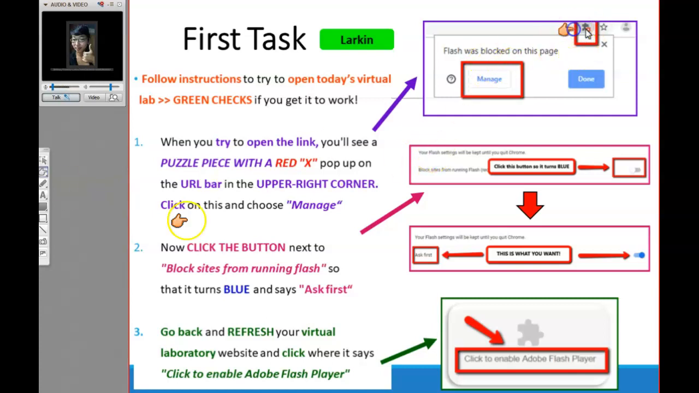All right. So click on that puzzle piece. Click Manage. Once you click Manage, that opens a new page, and you'll see a little button on the right side. Click that button so that it turns blue, and instead of saying block sites from running Flash, it will just say ask first. Once you do that, you can go back to your virtual lab, refresh the page, and where it says click to enable Adobe Flash Player, click there, and then you should be able to say run Adobe Flash, run Flash, and your lab should work.